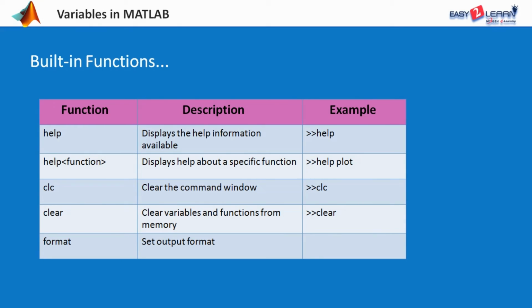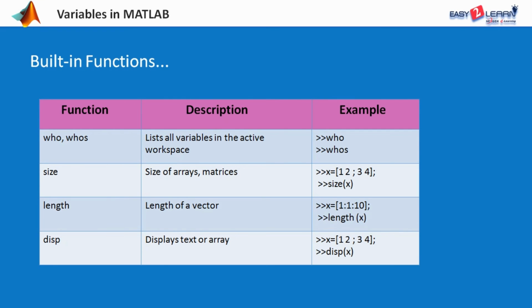Next is built-in functions. There are various built-in functions that we use in MATLAB, like help, that was discussed in our previous topics, which is used to display the help information available. Then is the help function. It will display help about a specific function that you want to search about. Then is clc, which is used to clear the command window. The clear command is used to clear variables and functions from the memory, that is our workspace. The format command is used to set output format. Next is who and whos. These were also discussed in our previous tutorials, and list all variables in the active workspace.